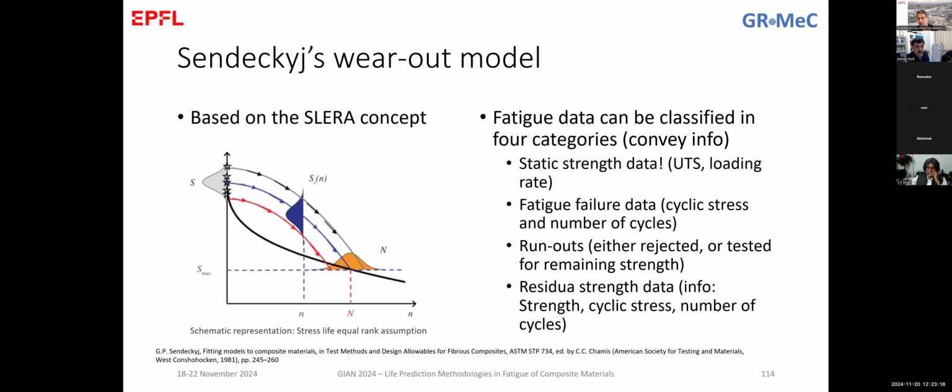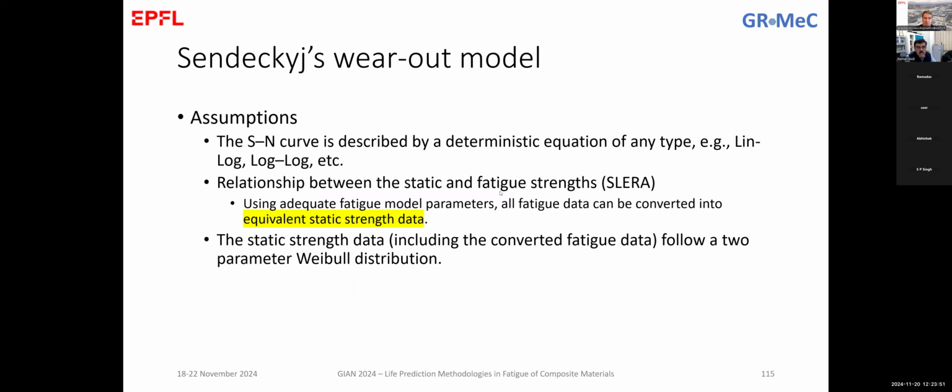The info that you convey with this testing is the strength, so the residual strength, the cyclic stress, which was the stress that the specimen has been tested at before in fatigue, and how many cycles the specimen survived or sustained at this certain cyclic stress. So you see that runouts can be used as residual strength data if you do an additional quasi-static test. So how does this work now with the assumptions that he has?